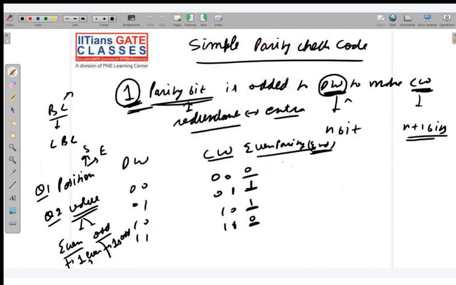Similarly, we can have a code word for odd parity. Let us suppose we add it at the start. First of all, we write 00011011, and here we will add. Since it is odd, I will add 1, here 0, here 0, and here 1. Any doubt here? Okay, now you can take the snapshot, I will jump to the next slide.